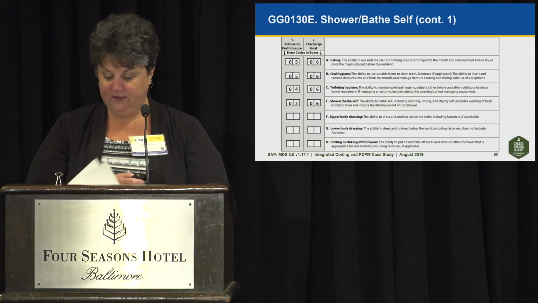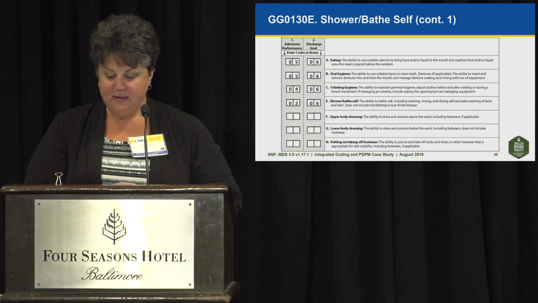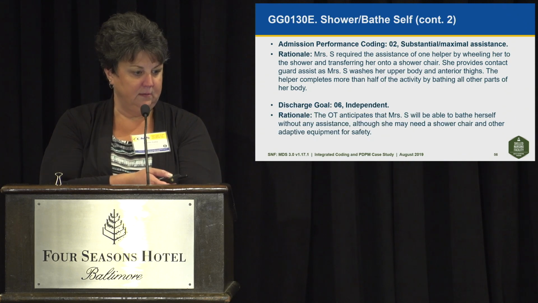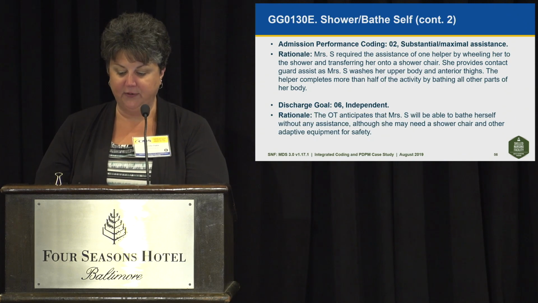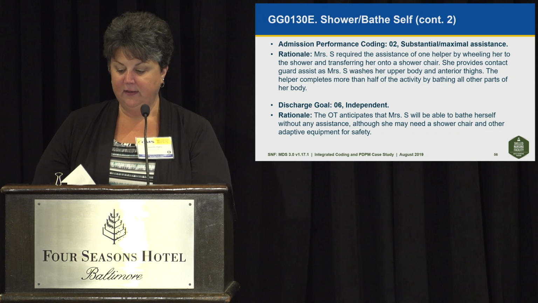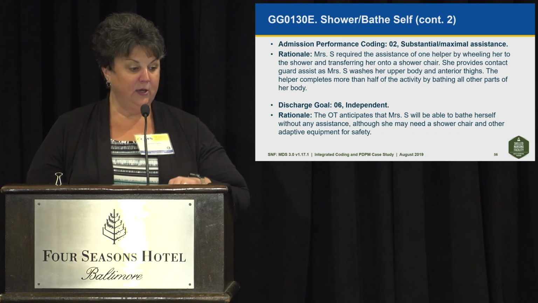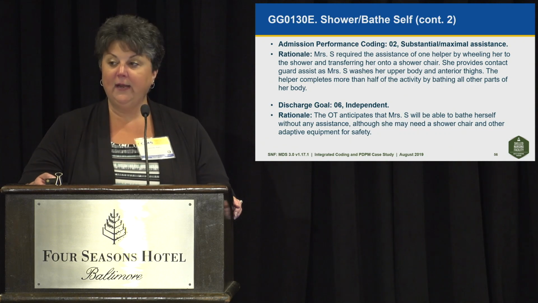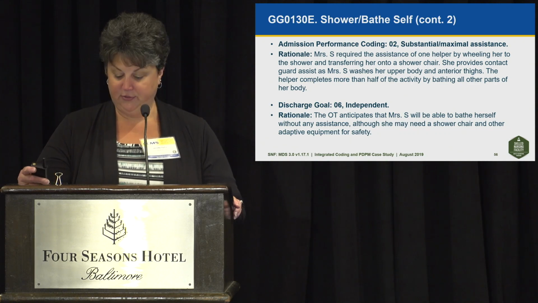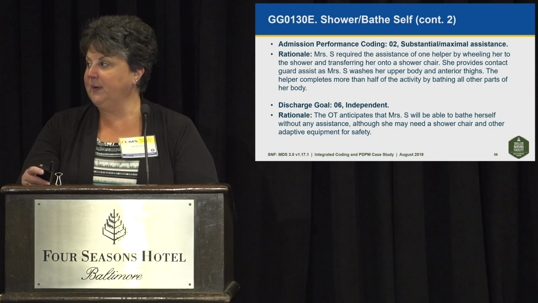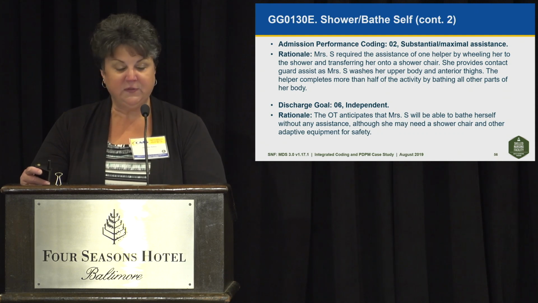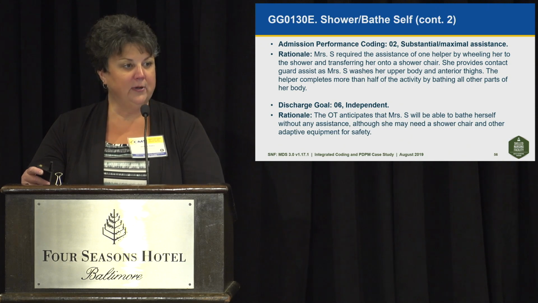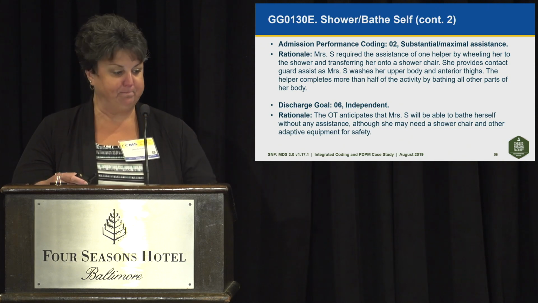We have a 2 on this one, so needing much more help for this one. Again, substantial maximal help here. She is requiring more assistance. The helper helps her by wheeling in and provides her really with more than half the effort. So she is going to be coded a 2 there. And again, OT expects her to be independent, but perhaps with some adaptive equipment. Does that impact how we code her in this? Nope, right, adaptive equipment is fine.